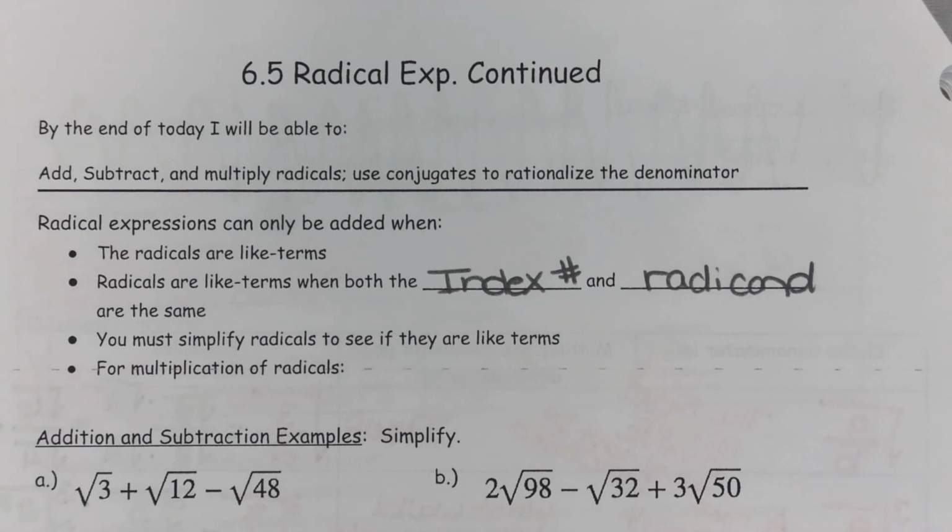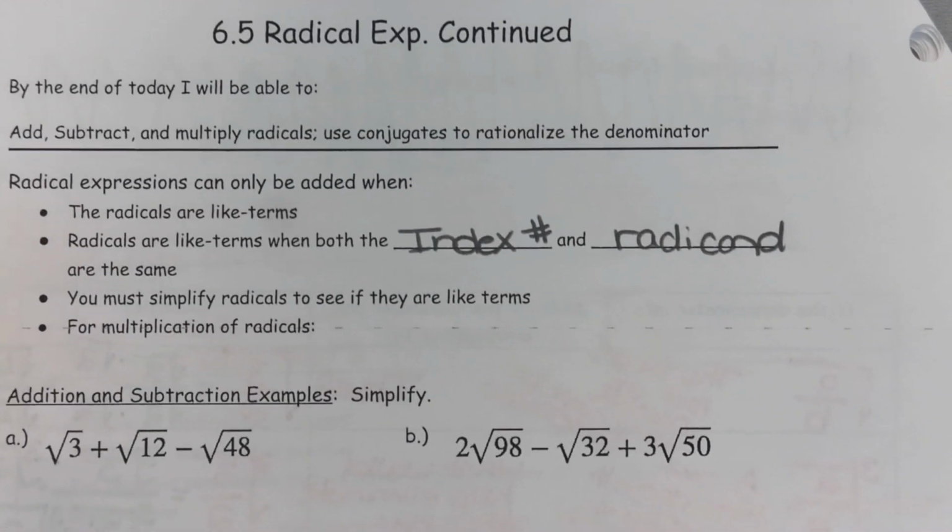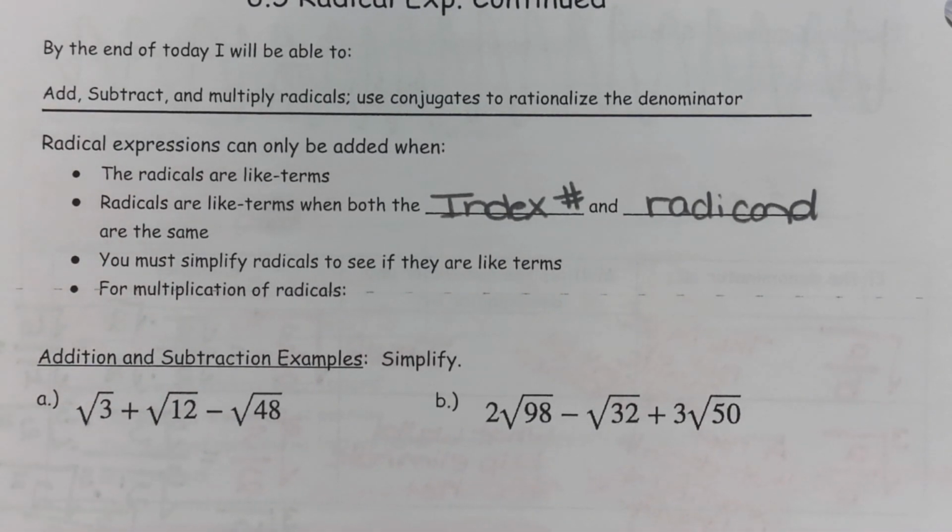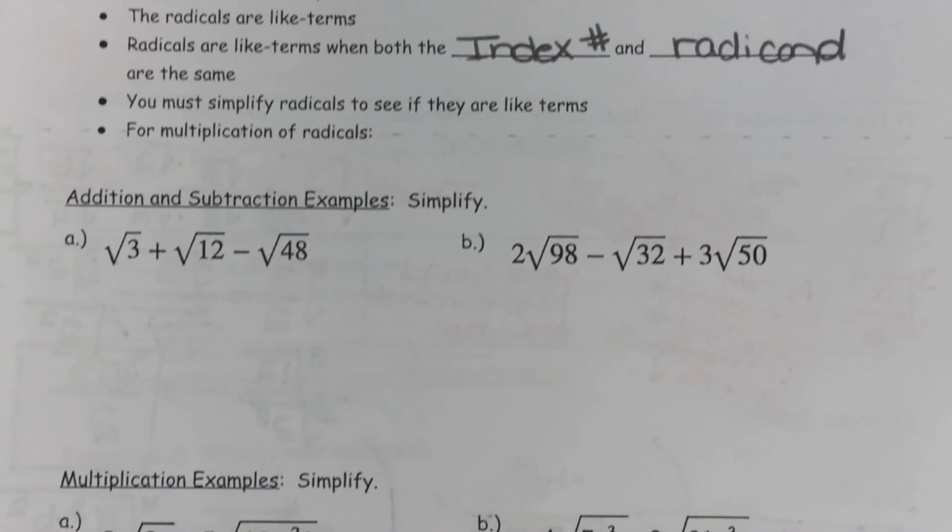To add and subtract radical expressions, you need two things. Thing number one, the index number has to be the same, meaning your root has to be the same, and the radicand, the thing under the root, also has to be the same. Then you can simplify them just like like terms. Multiplication's a little bit easier because they don't have to have that like term component, and we'll talk about that in a minute. You just need to make sure you multiply the things that kind of go together, and I'll talk more about what that means.